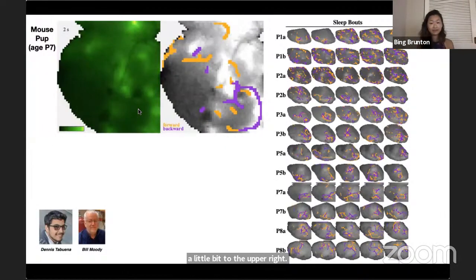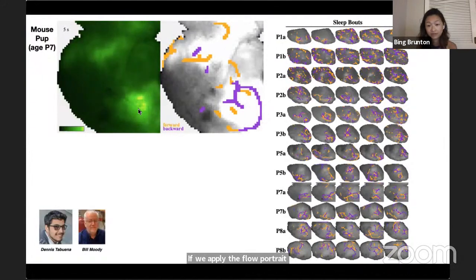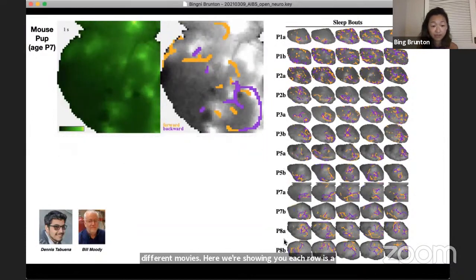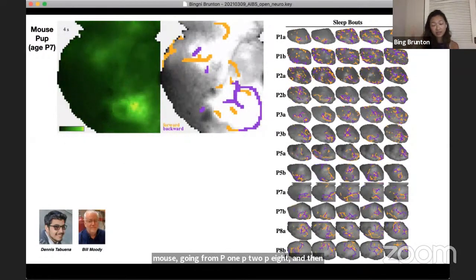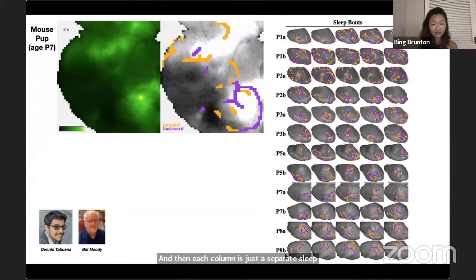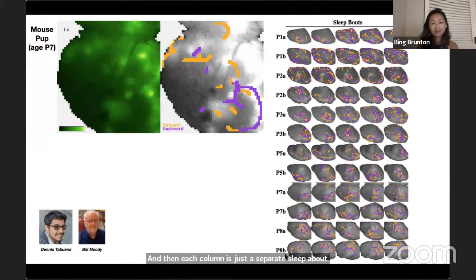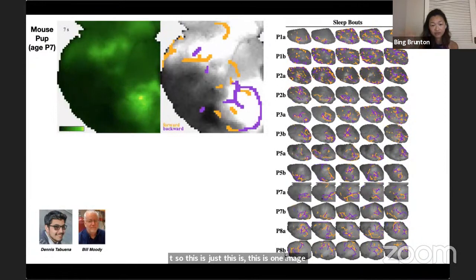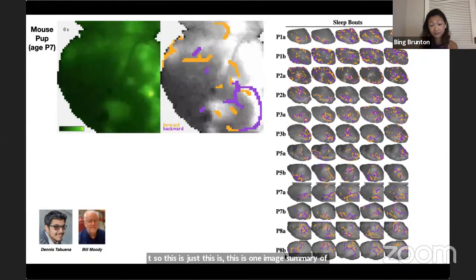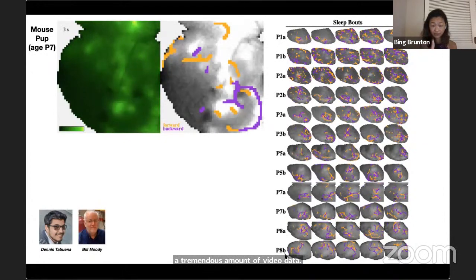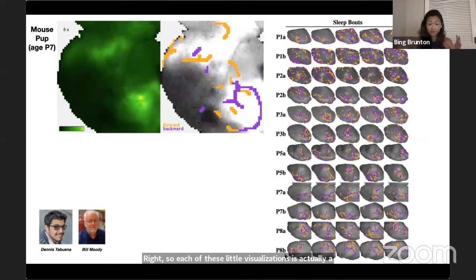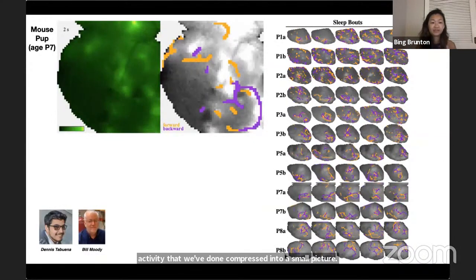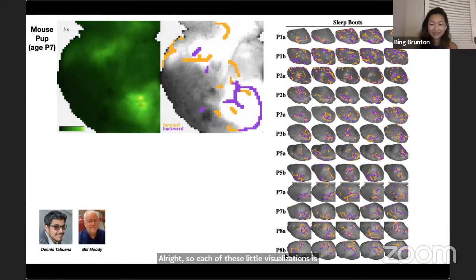If we apply the flow portrait method to a bunch of different movies, here each row is a mouse going from P1 to P8, and each column is just a separate sleep bout. These kinds of waves in developing mice tend to happen a lot during sleep. So this is a one image summary of a tremendous amount of video data. Each of these little visualizations is actually a small movie with rotating, translating activity that we've then compressed into a small picture. The science of exactly what this means is something we've been discussing with Bill and with Dennis.